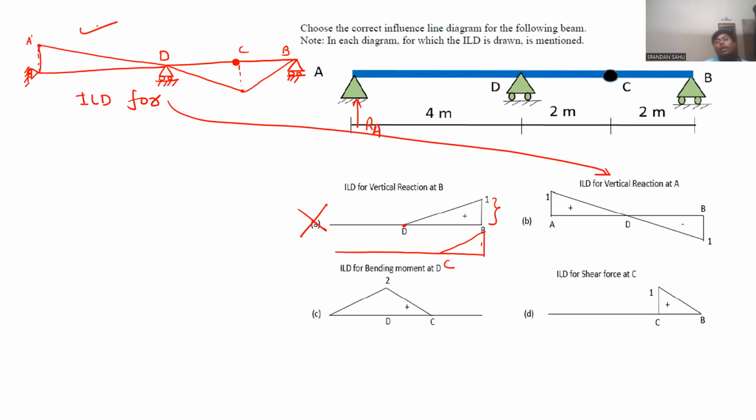this. But what they have shown till point B, it will vary linearly, and the slope will be constant. But this is also wrong. So B is also wrong. Now check the third case.